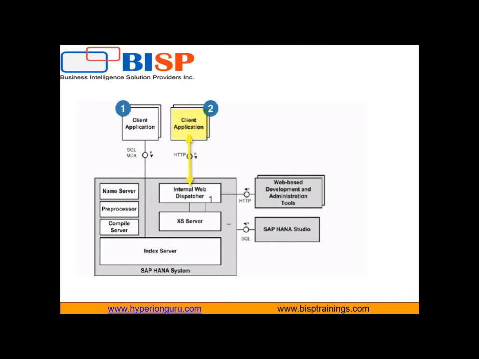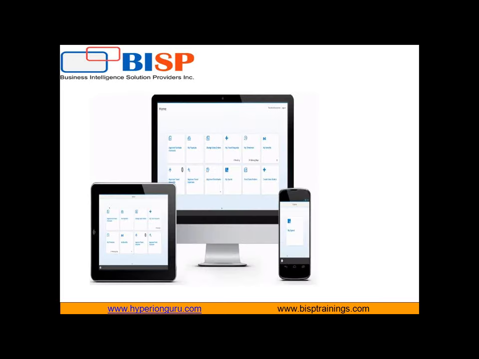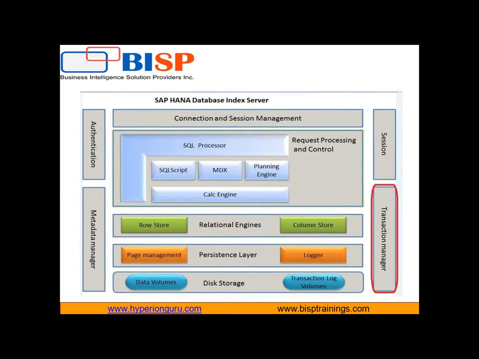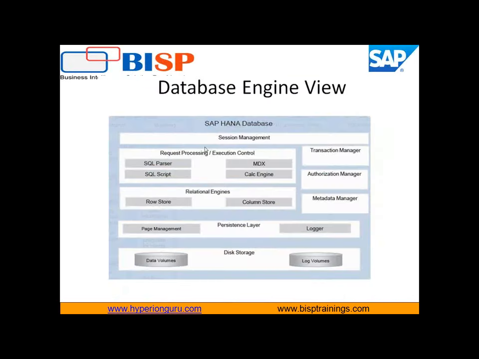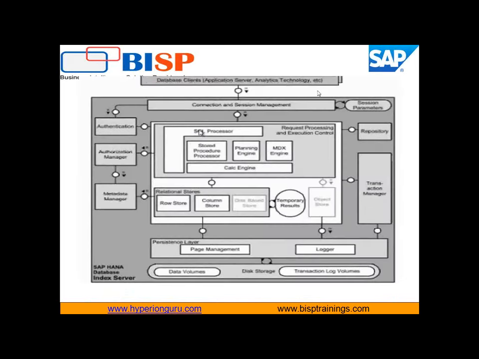So again, in turn, the request processing is how it is being accepted by the index server, but the initial authorizations will be done at the internal web dispatcher level. Thus, the whole database view, how it is working, and what are the layers that we have at different stages. So let's see the same thing in a more communicative way.